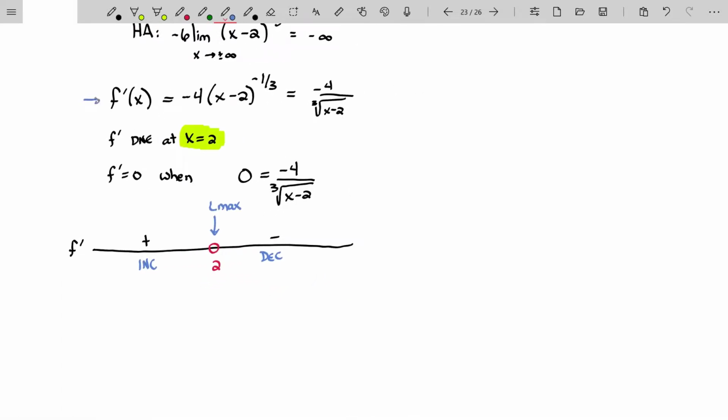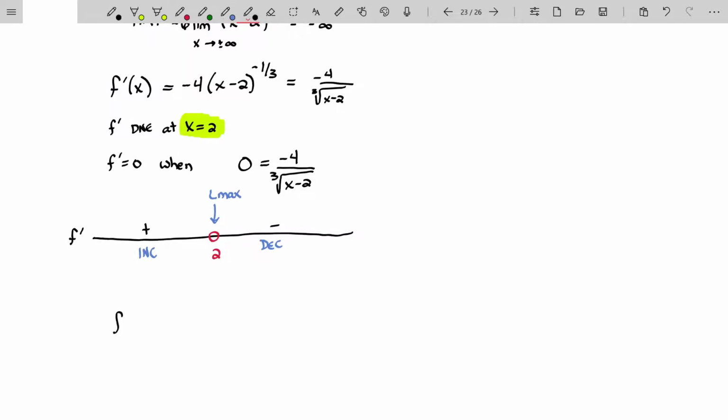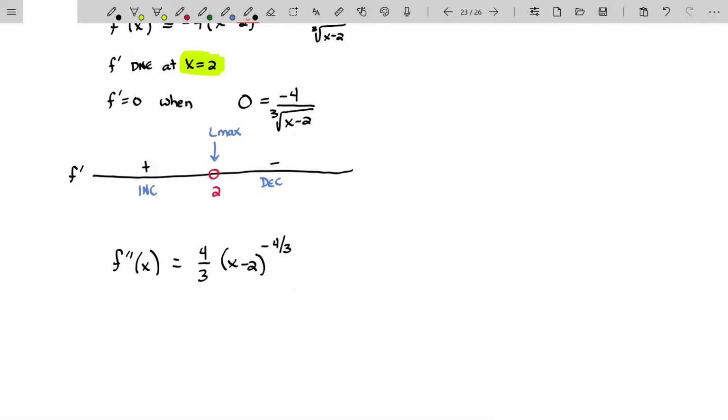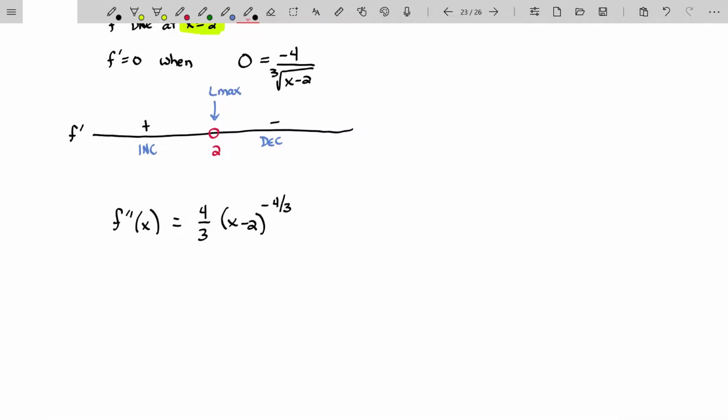The final derivative is based off of this first derivative, and that final derivative is going to be f double prime of x is equal to a positive 4/3 times (x minus 2) to the negative 4/3 power. Well, that's kind of nice, I guess. And again, we have an issue at x equals 2 because of the division by the cubed root of x minus 2. But otherwise, there's no way for this double derivative to become 0. So the critical number of the first derivative will again occur at 2.